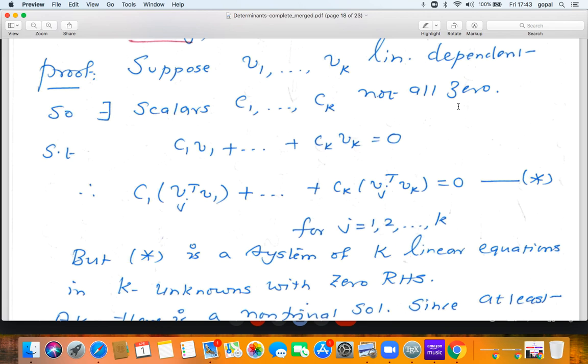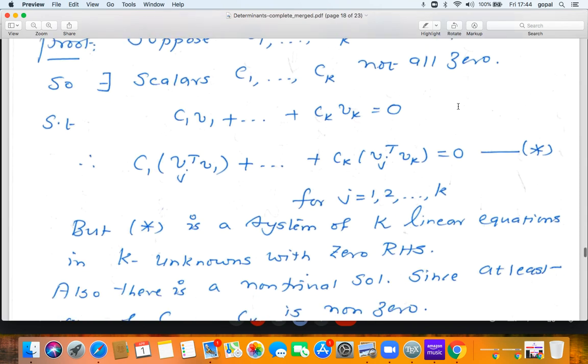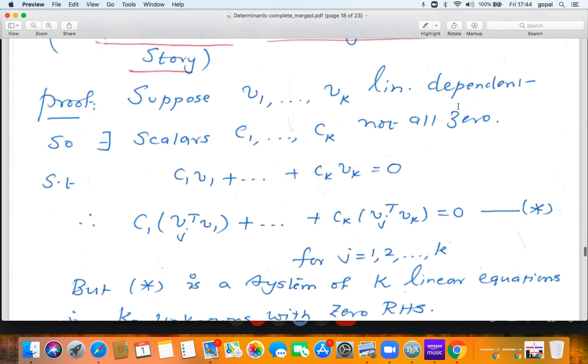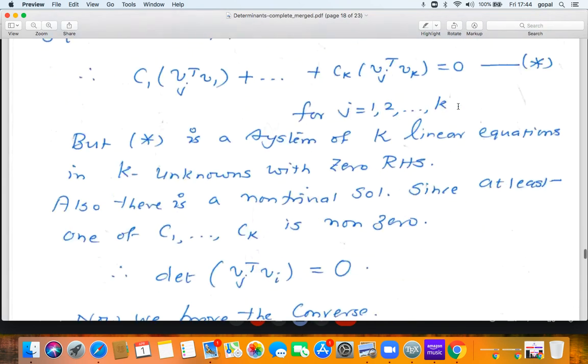What do I get? I get a system of k linear equations in k unknowns, namely c1, c2, ..., ck. And the right hand side is 0. We know that 0 is always a solution, but here we have another solution. There are scalars c1, c2, ..., ck, not all 0. Focus on the phrase not all 0. So this system star admits a non-trivial solution. So the determinant of the system must be 0. What is the determinant of the system? The determinant of the system is exactly the Gramian. So if the vectors are linearly dependent, the Gramian must be 0.